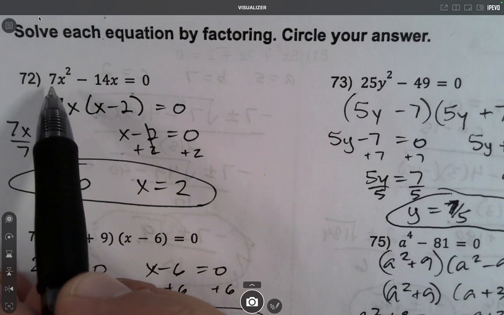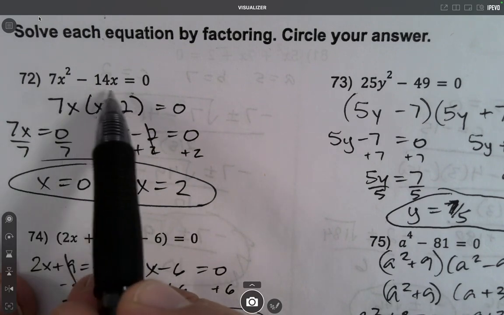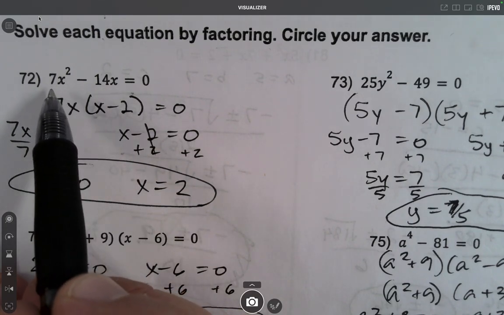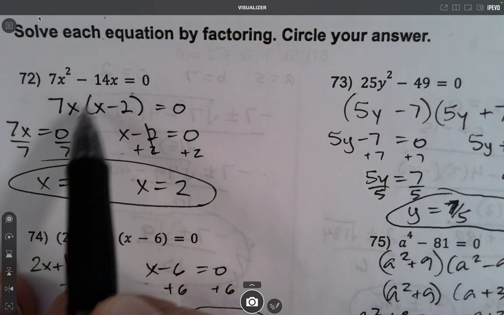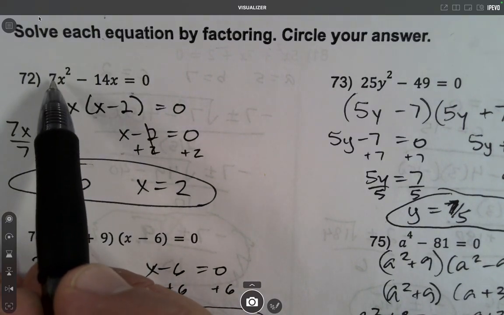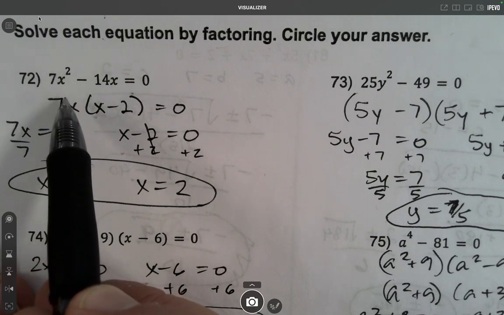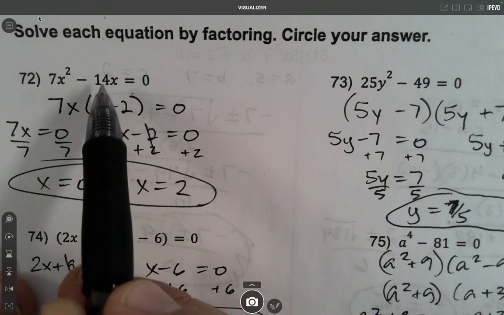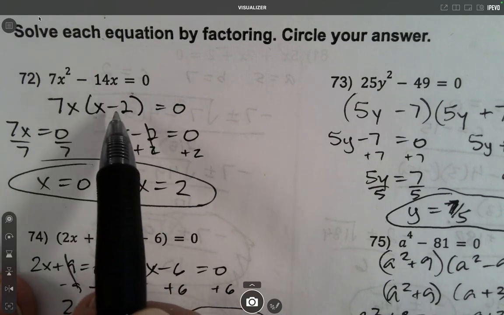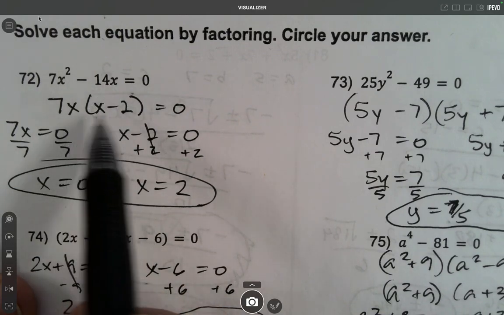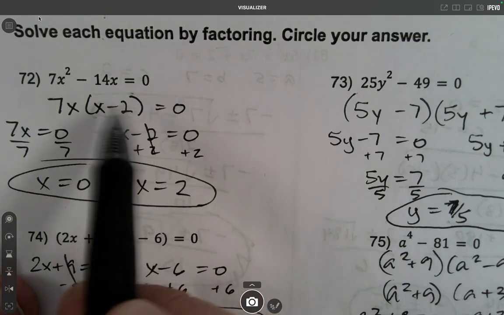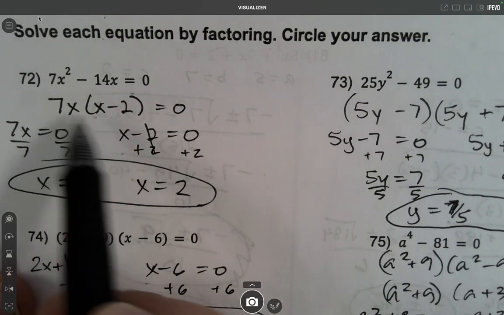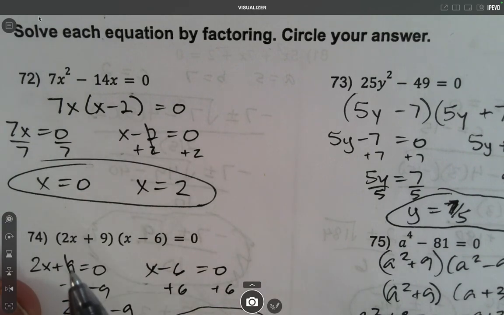rule number 1 of factoring is to see if there's anything both pieces have in common. Well, they're both divisible by 7, and they both have an x, so I pull out 7x. So I took away that 7 and one of its x's, so that leaves just one x left. -14 divided by 7 is -2, and we took away its x, so it's just x minus 2. So that, like I said, is step 1, factor it.